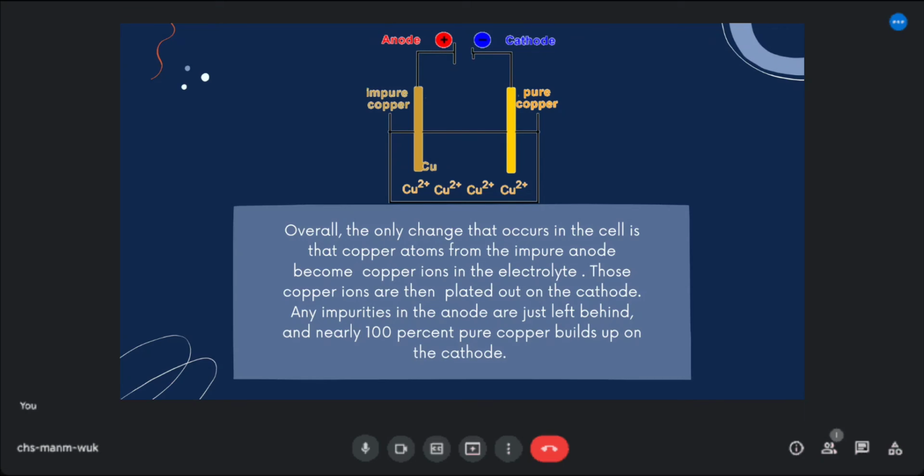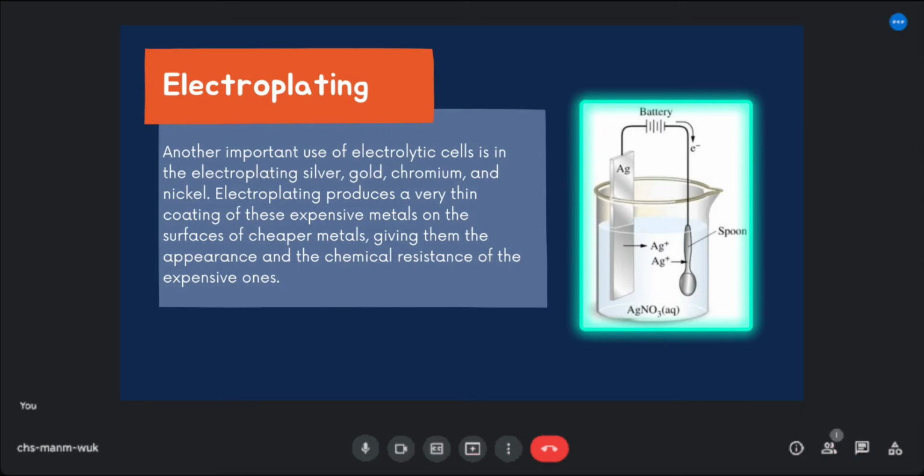The second one is electroplating. Another important use of electrolytic cells is in the electroplating of silver, gold, chromium, and nickel. Electroplating produces a very thin coating of these expensive metals on the surface of cheaper metals, giving them the appearance and the chemical resistance of the expensive ones.